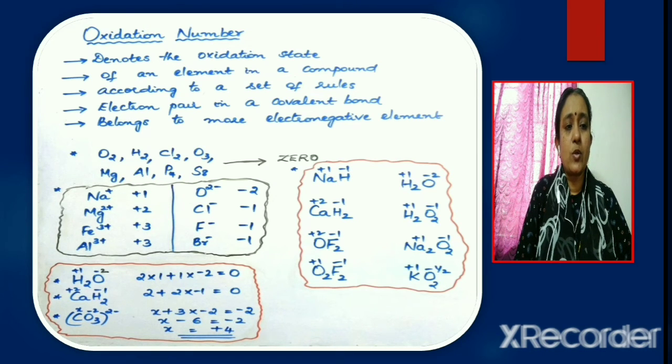Consider the carbonate ion, CO3 2-. Being an ion, the sum of the positive and the negative oxidation numbers here will be equal to the charge on the ion. And what is the charge on the ion? Equal to -2. So how can we get the oxidation number of carbon in the carbonate ion? Let the oxidation number of carbon be taken as X. So X plus 3 into -2 will be equal to -2. When we solve, we will get the oxidation number of carbon as equal to +4.